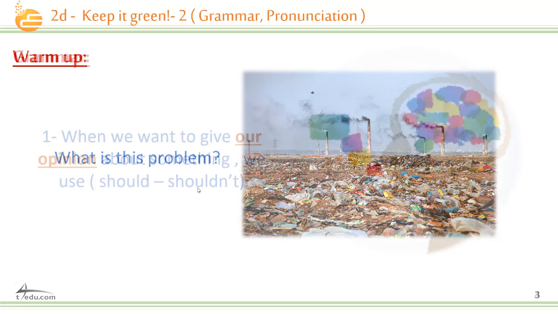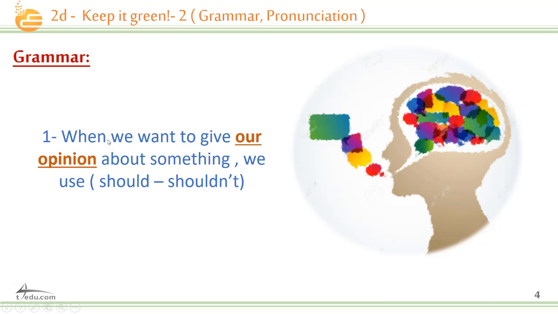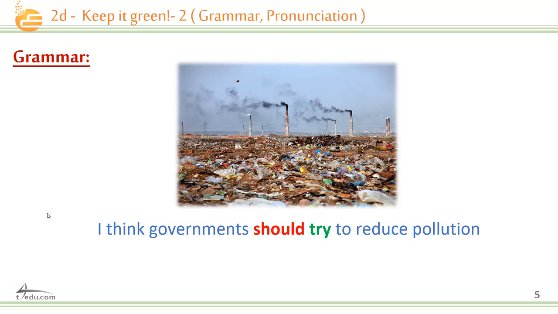Very good. Okay. Now, when we want to give our opinion about something, we use should or shouldn't. Now, as an example, he says that I think governments should try to reduce pollution.